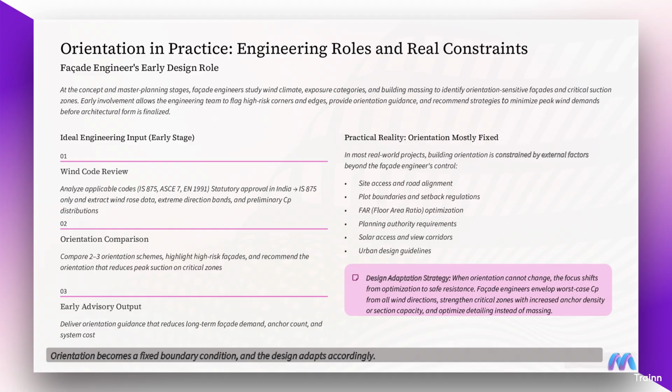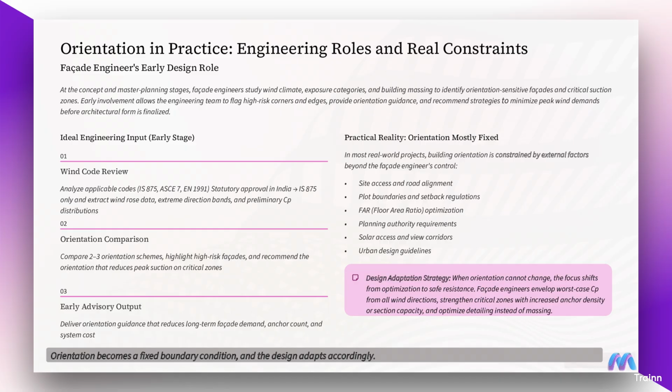Ideal engineering input at the early stage. Wind code review: analyze applicable codes, IS 875, ASCE 7, EN 1991, with statutory approval in India under IS 875 only, and extract wind rose data, extreme direction bands, and preliminary CP distributions.